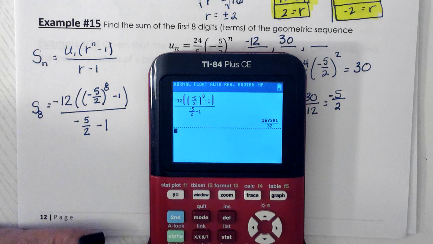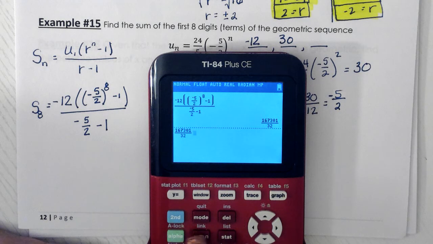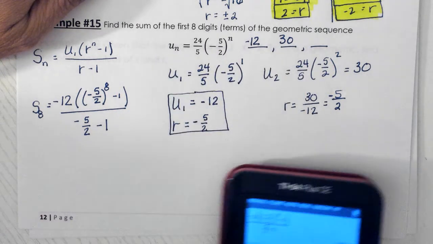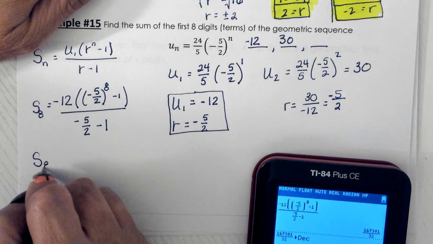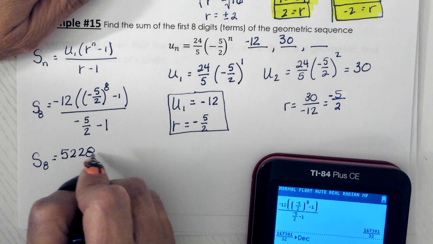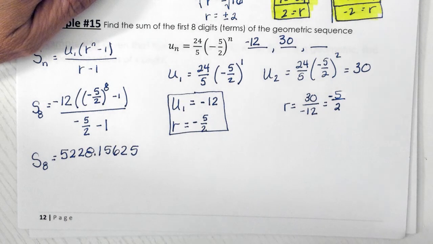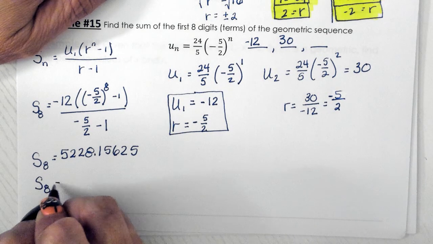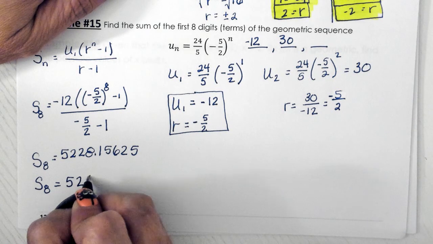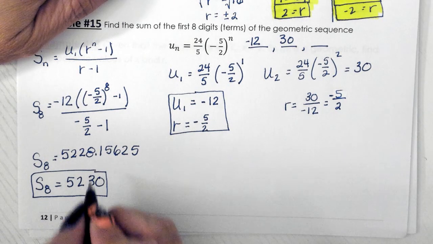Okay, now I got some crazy number, right? I don't want to put that on my test. I want this number to be a decimal. So I'm going to hit math, go down to decimal, hit enter, and here it is. So S sub 8 equals 5228.15625. Again, I'm not going to put that as my answer. I'm going to say S sub 8 equals 5230. Why in the world would I put that as my answer?